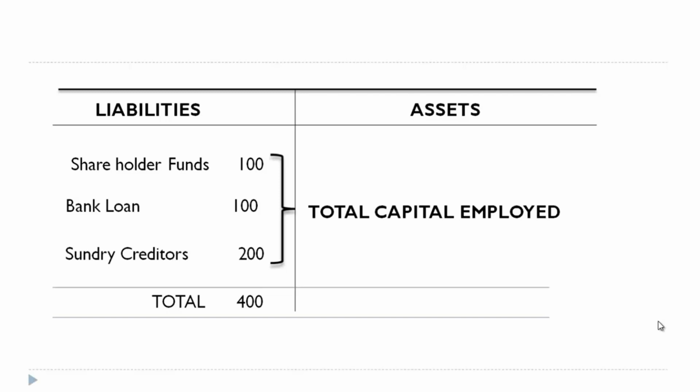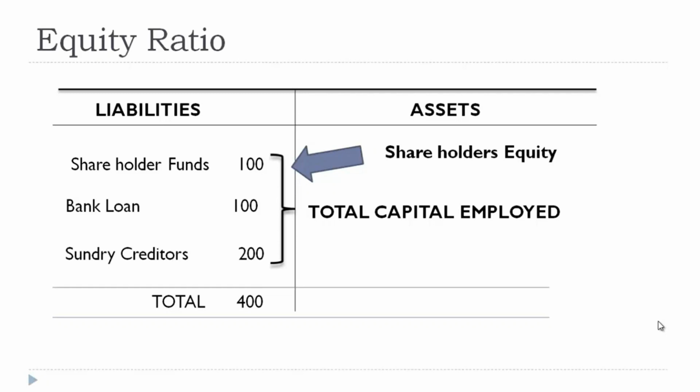Now we are concerned about what ratio? We are concerned about equity ratio. So first we should know what is the equity component in this. See, the shareholder funds is the equity component in the total liabilities. So this is the shareholders equity. Now we have to calculate equity ratio, right? So we have to establish a relationship between the shareholders equity and the total capital employed, so that we'll be able to calculate equity ratio.